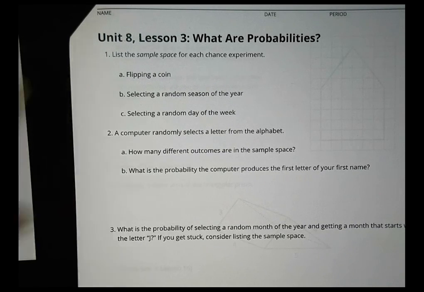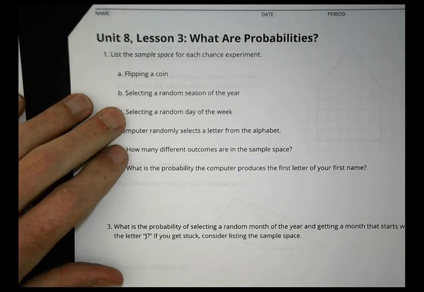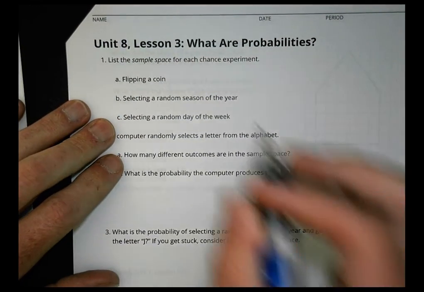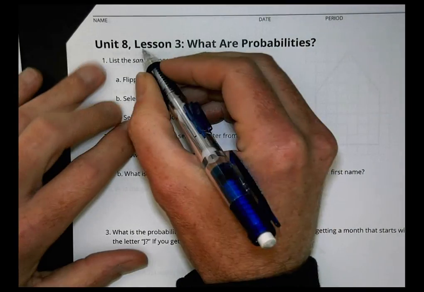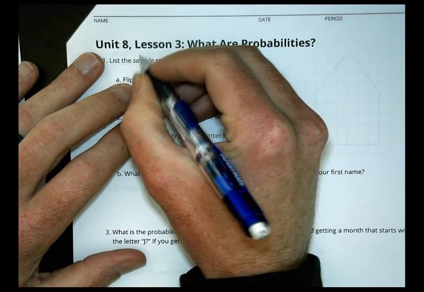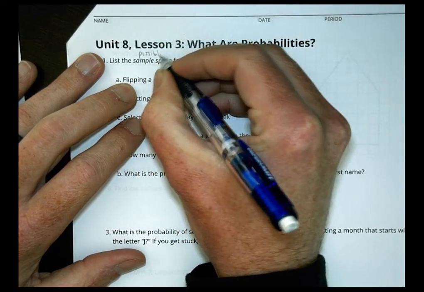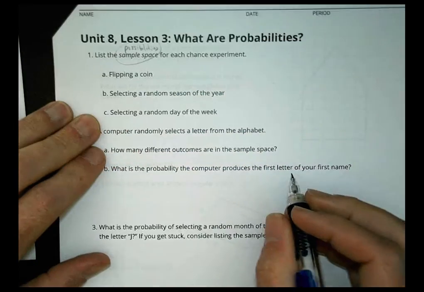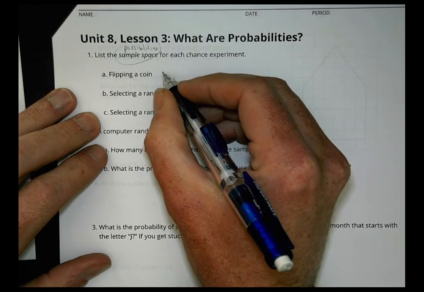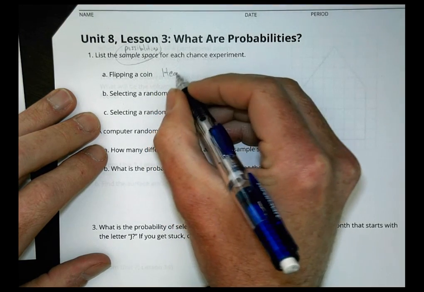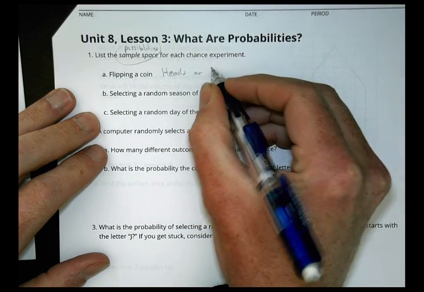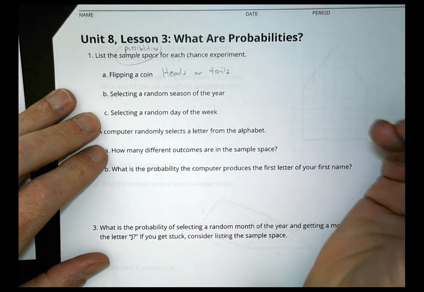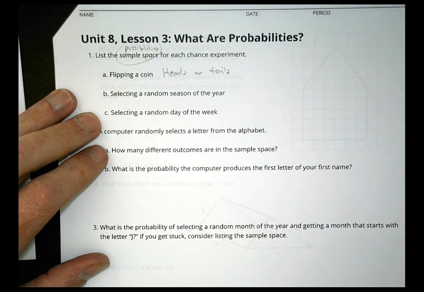All right, taking a look at the homework for Unit 8, Lesson 3, what are the probabilities? So list the sample space, and again, all these are the possibilities for each chance experiment. So what are the possibilities of flipping a coin? If I flip a coin, I could get heads or tails. That's pretty much it. Those are my possibilities.